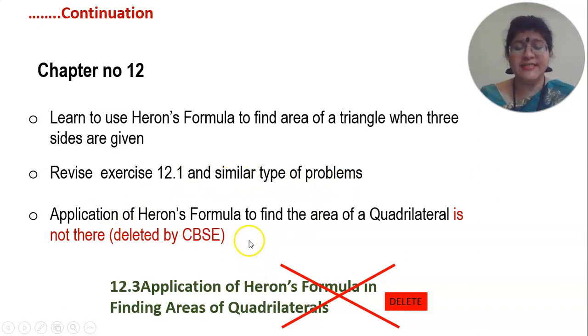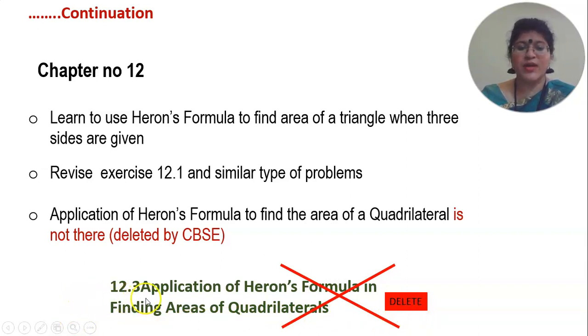Then what is deleted? Application of Heron's formula to find the area of a quadrilateral is not there. That means exercise 12.2. If you look into that exercise, it is purely based on finding the area of a quadrilateral using Heron's formula. So that is not there. So the 12.2 exercise, that is application of Heron's formula in finding the area of a quadrilateral, is deleted. So this we will delete.